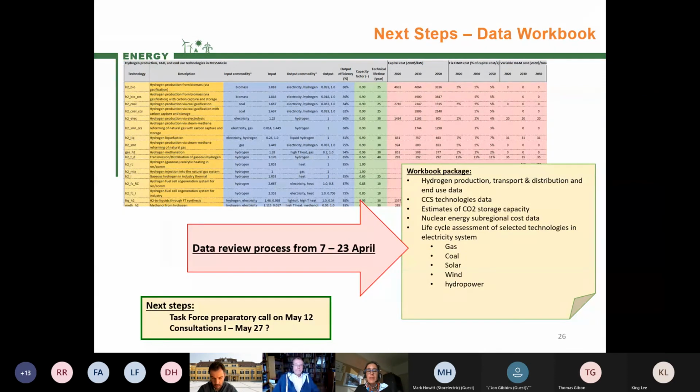And then next steps, as I mentioned in the beginning of the call, will be that we will have a preparatory task force call sometime mid-May. And then first consultations later, end of May.